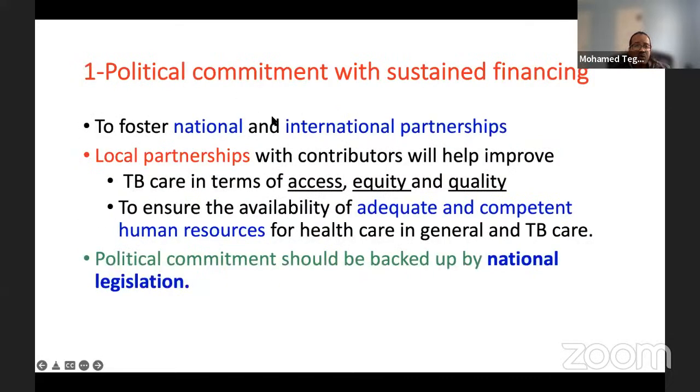The first component, political commitment, is mainly to foster national and international partnership with the local as well as the international community. Local partnerships, especially with the contributors, will help to improve, first and foremost, access to communities, because as we all know, TB still fits under the taboos over certain diseases in communities. People won't accept the fact they're affected by the disease, or even feel ashamed to seek treatment, or at least to admit the disease in the family.